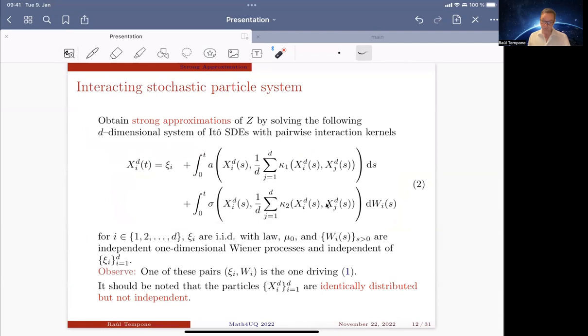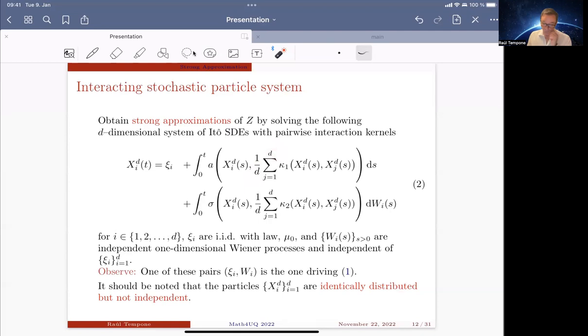how do we start? Well, we say that to obtain strong approximations of this Z that we seek, we're going to use a system with the D particles. I changed the notation, sorry. I changed from P to D. This is not the dimension, it's just the size of the system. I mean, we're working in dimension one. So if somebody is confused, please stop me and ask. This is a friendly environment. Let's see, do I see something in the chat? Okay.